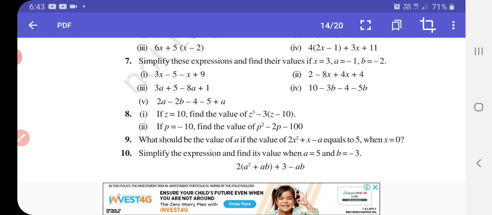Understand? Now question number 8 is if z is equal to 10, find the value of. Same question, only you have to put the value of z. It is given and already given to you. Okay. Now question 8 का second one question है हमारा, if p is equal to minus 10, find the value of this. Okay, only put the value of p in this expression and find the value.